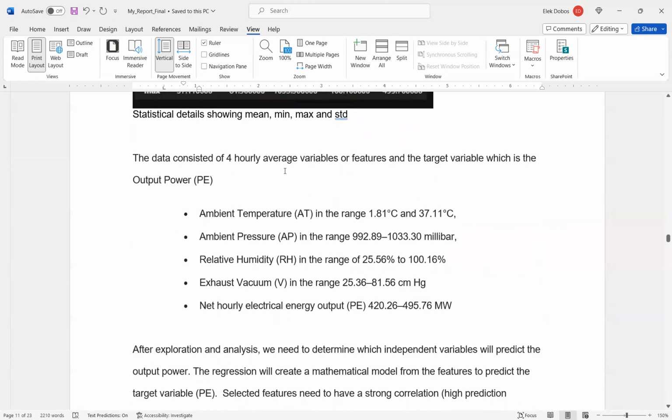The data consisted of four hourly average variables or features and a target variable, which is the output power, PE. Again, these are my ranges for ambient temperature, ambient pressure, relative humidity, exhaust vacuum, and my net hourly electrical energy output in the plant, which again we call PE. And hopefully everyone's familiar with these units: centigrade, millibar for pressure, percentages for relative humidity, centimeters of mercury here, and megawatts.